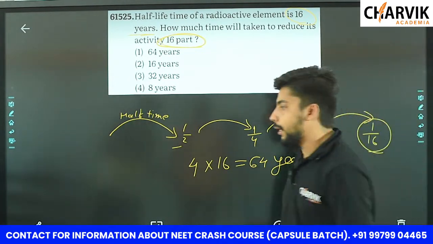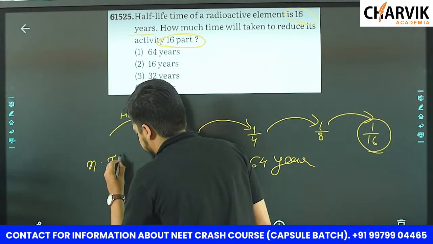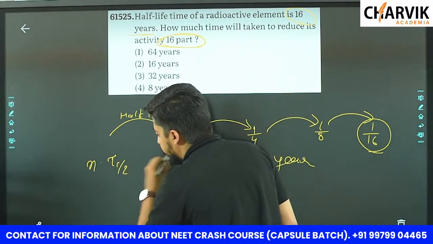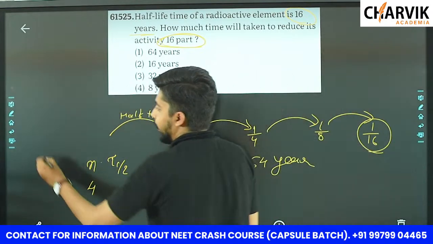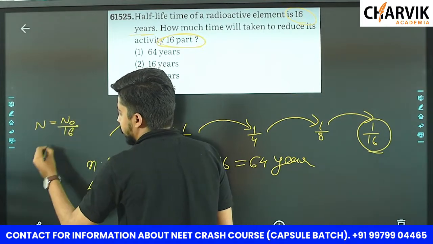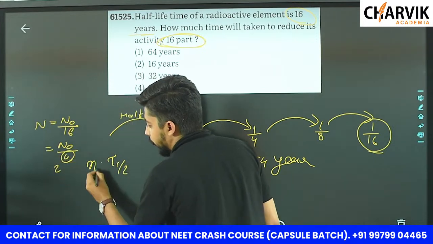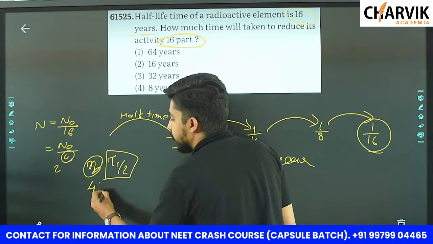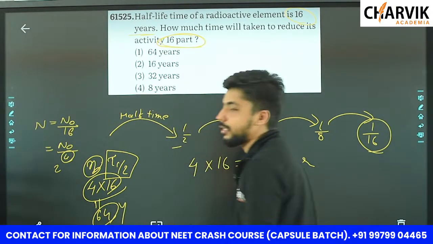Also, you can get it done by the equation t = n × τ1/2. Let me write it more properly. Yes, n × τ1/2, where n is 4. How do we get n equals 4? N = N0 divided by 16. You can say it is N0 divided by 2 raised to 4, which is our value of small n, and τ1/2, which is the half-life period, given as 16 years. So again you are getting the answer as 64 years.